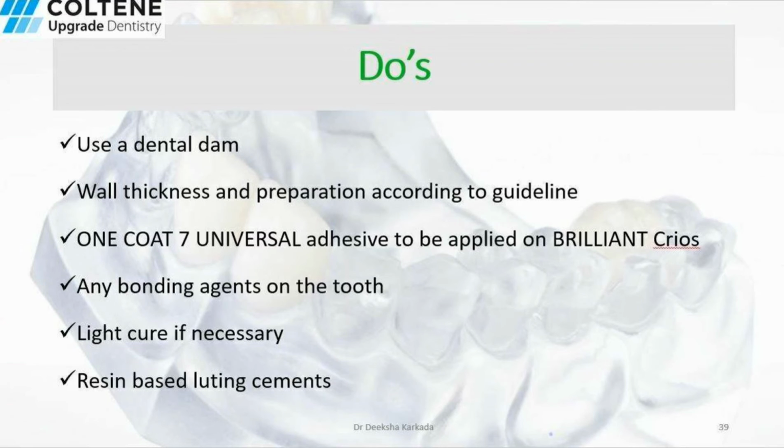Things to be borne in a clinician's mind is to always use a dental dam, keep a wall thickness of 1.5 mm or more, and a preparation with 4 to 6 degree taper, and follow the guideline. 1-coat-7 universal adhesive is applied on Brilliant Crios and any other bonding agent on the tooth, and also if any other material is used, then the respective bonding agent is necessary. Also light cure if it is a light curing material, and resin based luting cements for luting of the restoration.